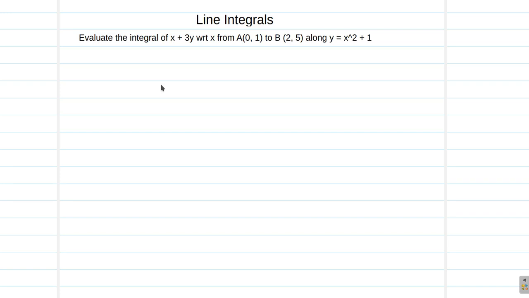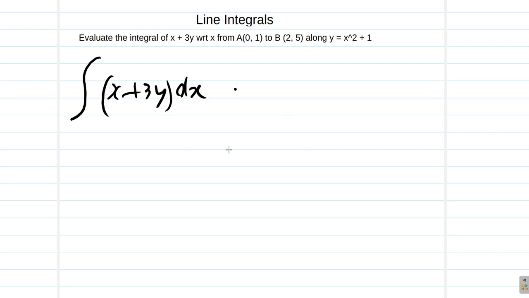Let us evaluate this integral as an example of a line integral. It says you should evaluate the integral of x plus 3y dx from A at (0, 1) to B at (2, 5) along the curve y equals x squared plus 1.